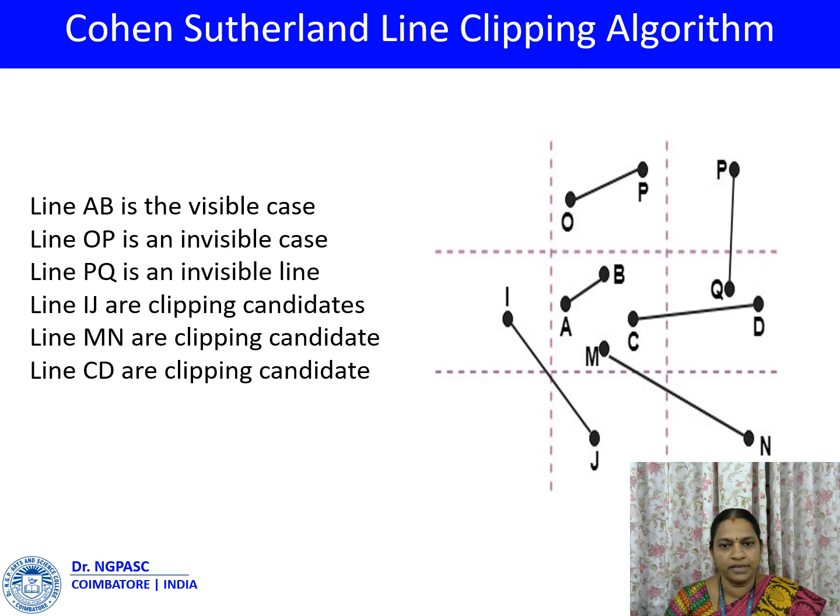So according to that, we can define line OP as an invisible case because both the endpoints lie outside the window, in the top region. And line PQ is also an invisible case. That means both the endpoints lie in the region top right of the window and also to the right of the window. So those two endpoints will not be considered. Like that IJ, MN and CD. So according to that position, the line endpoints can be discarded or saved.